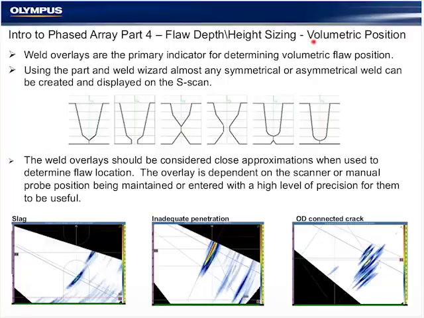So volumetric position, most notably from the position of the data in the weld overlay. The weld overlays are close approximations for typical scanners that don't have a band. The sector scan allows the scanner to drift a few millimeters in and out. So don't make weld bevel precision measurements. It's just a general guideline for where the weld is at. The closer you can keep your scanner on target, the more useful the weld overlay is going to be.